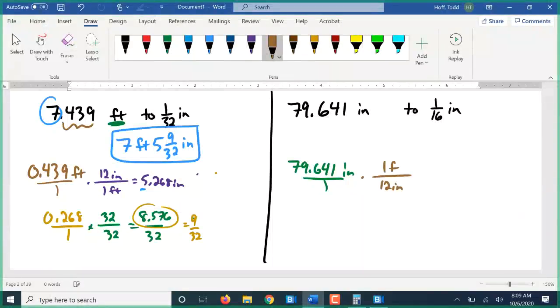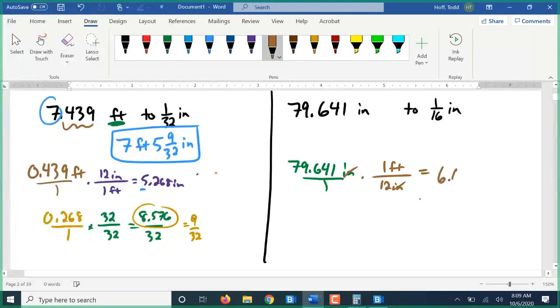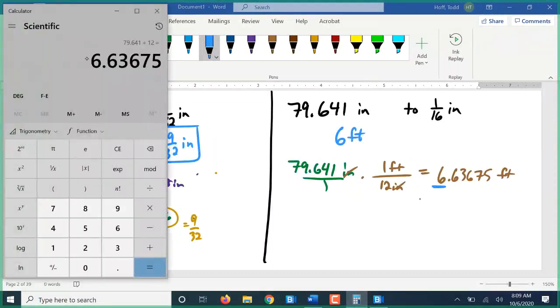12 inches in a foot, so I'm going to divide by the 12. Gives us 6.63675 feet. Now, of course, off of that, all I want is the 6, the whole feet. So on the calculator, all I'm going to do is whatever number's in front of the decimal, I'm going to subtract that. So I just subtract the 6, leaves me with the decimal.